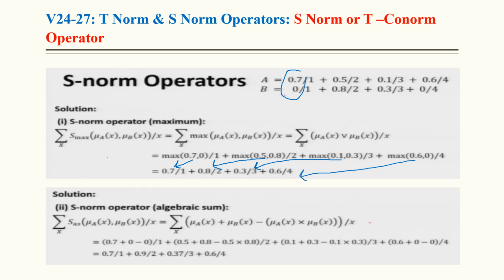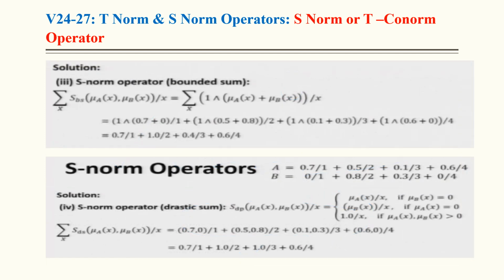So first property, and an algebraic sum: mu A(x) plus mu B(x) minus their product, so 0.7 plus 0, and when we multiply both of them, then again it will be 0 and 1. So with the help of this particular formula we can evaluate all of them, bounded algebraic sum, right?